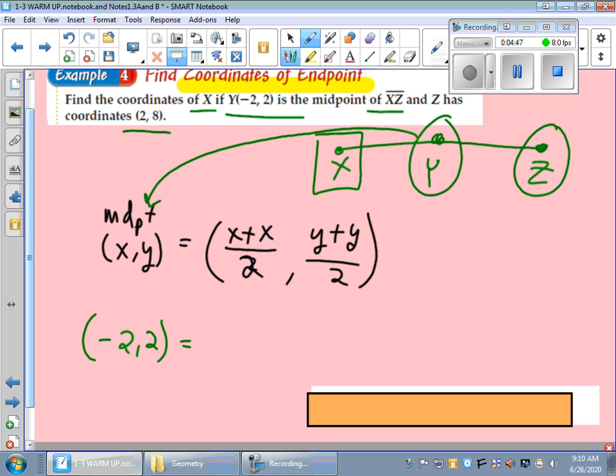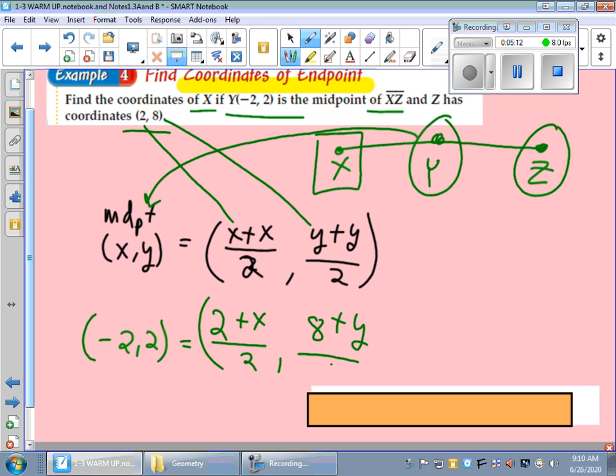Now they give us one endpoint. So we're going to take one of the x values, put it here, and we're going to take the y value and put it for wherever one of the y's is. So again, it doesn't matter which one you pick. We're going to solve for one of them. So for the x's, we go 2 plus x divided by 2. And then we're going to go 8 plus y divided by 2.